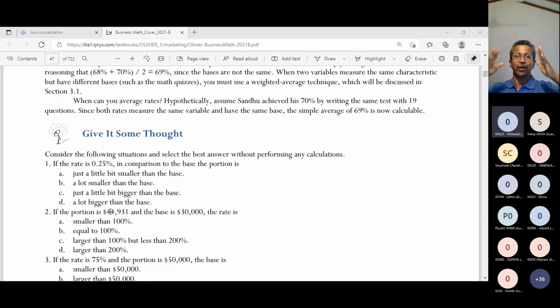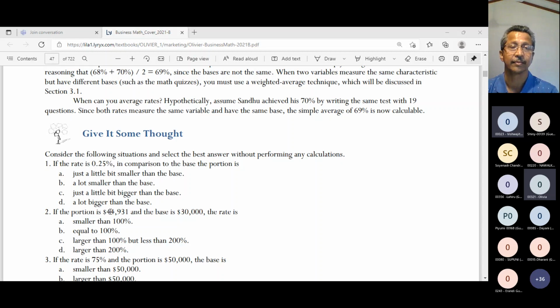If you have a rate of 0.025%, the first option is a little bit smaller than the base. Second, B is a lot smaller than the base. C is just a little bit bigger than the base. And D is a lot bigger than the base. So what is the correct answer?